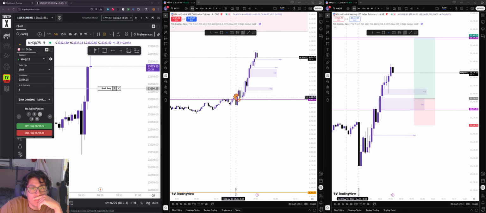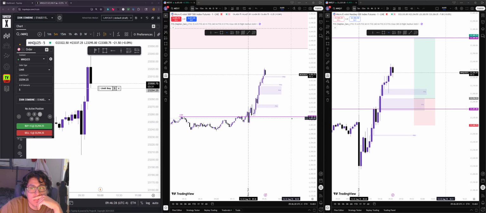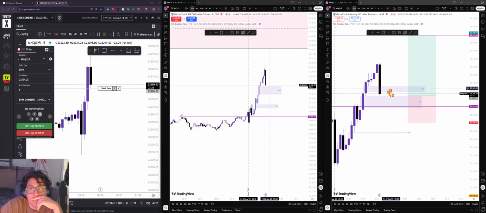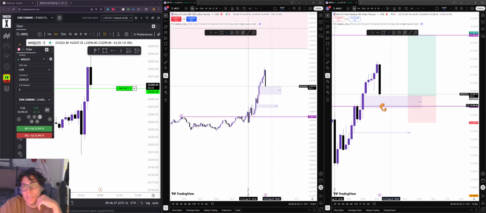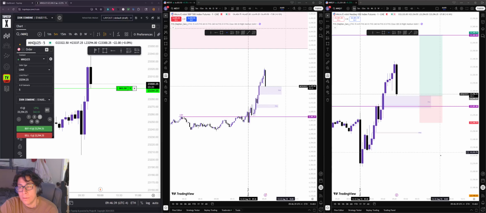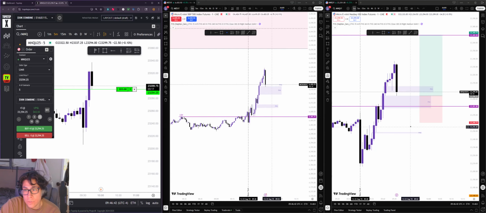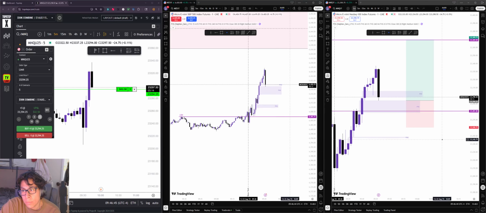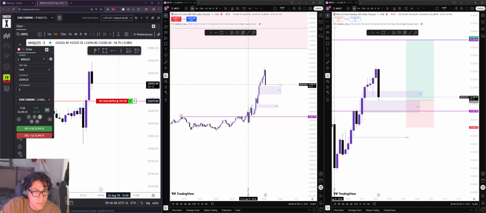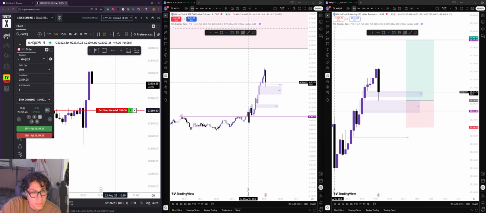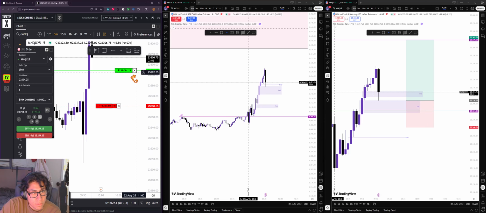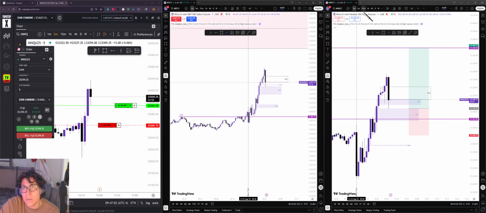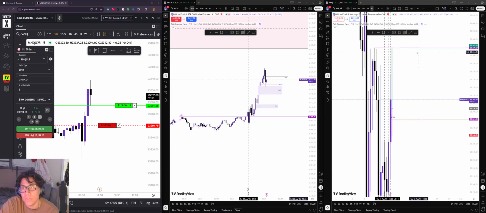MES has just been going up pretty much this whole time. It's about a hit. Not yet, but it's about a hit. There we go. It hit. It tapped into this FVG over here that we had. I'm aiming to not go below this point right here. So my stop loss is 23,260.75. And I'm aiming for this liquidity sitting up here at this level.